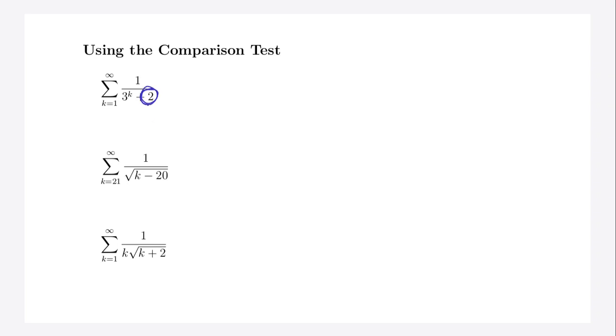Specifically, this +2, does it really mean much? When k gets really, really big, is adding 2 to this 3 to the k going to do much? No, not really. The dominating feature is this 3 to the k in the denominator, right? That's the part that really matters. And so let's compare this to just 1 over 3 to the k. Would you look at that? We could really write this as a third to the k, and bang, this is geometric.